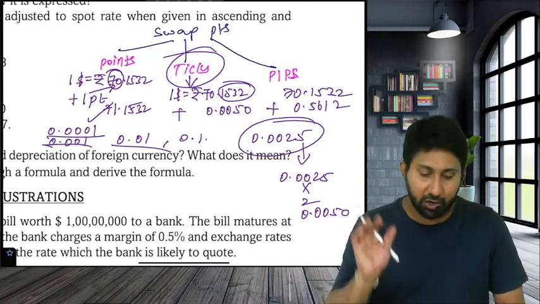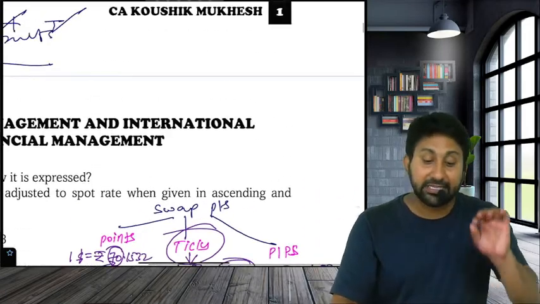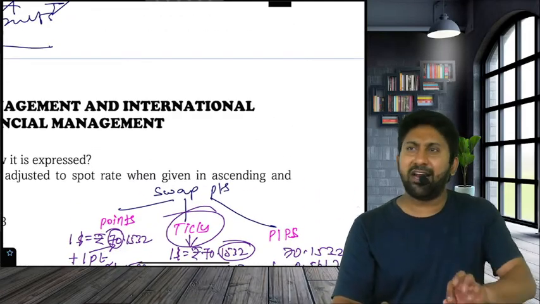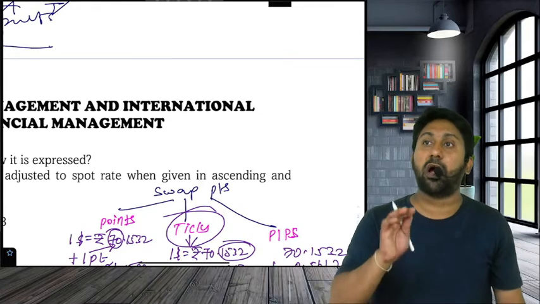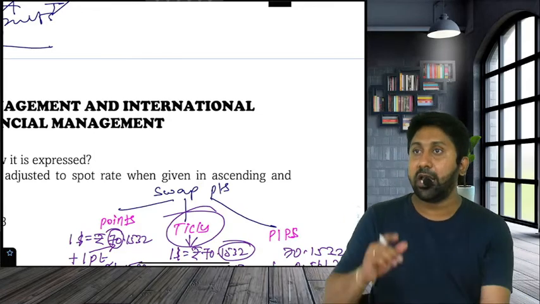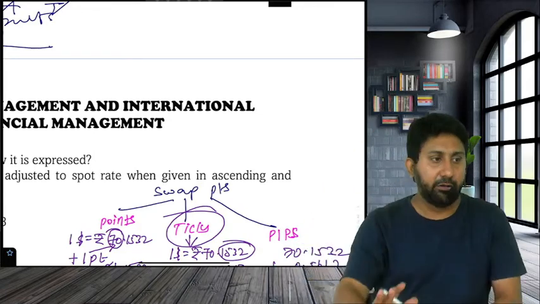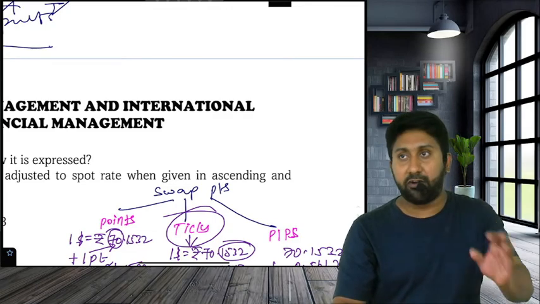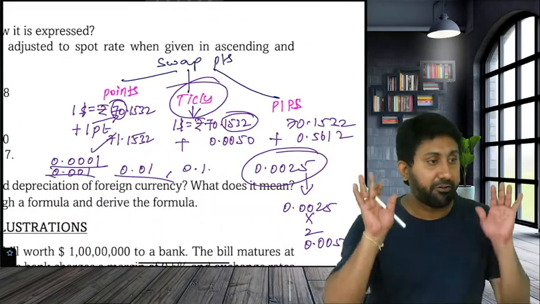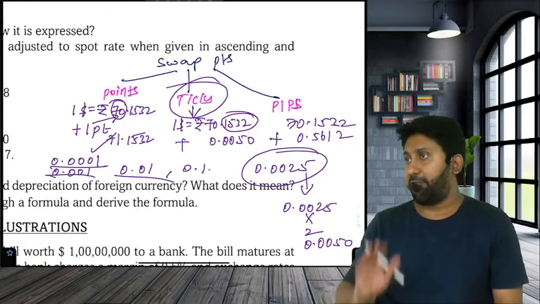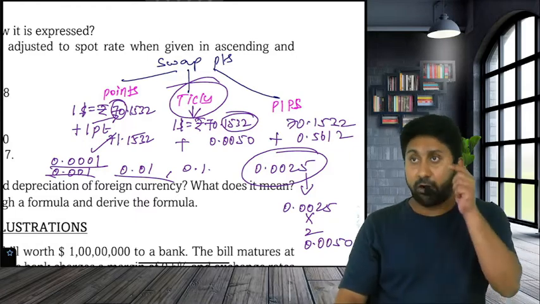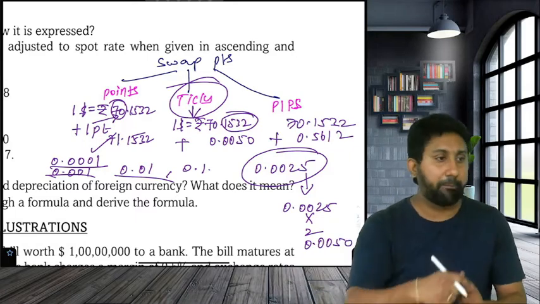These are all the swap points adjustments. Sometimes in the question the forward rate will be given directly. Those are called outright forwards. Outrightly they will give the forward rate. These are called adjusted forwards. Adjusted forwards means what? Spot rates will be given, and we will adjust the swap points to them.